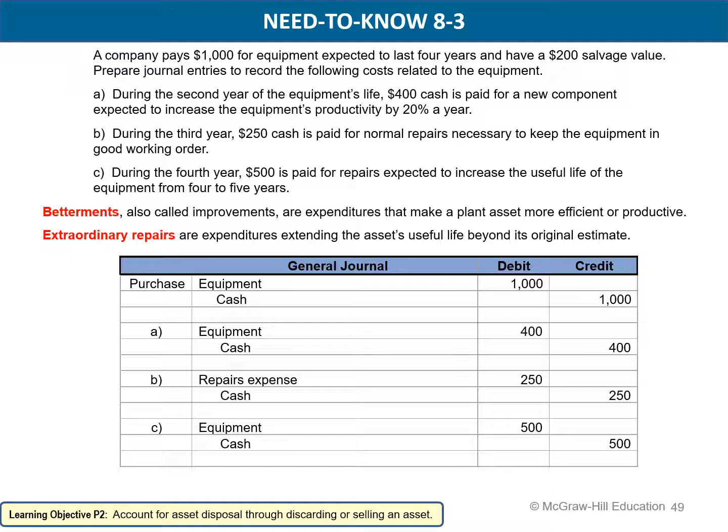Then the $400 that we put into it is going to increase our life. So we're going to book that to equipment, debit to equipment, credit to cash. In B, the third year, $2,500 cash is paid for normal repairs. That just goes to repairs expense. That does not increase the life and does not get recorded to equipment. Okay? And then during the fourth year, $500 is paid for repairs expected to increase the useful life from 4 to 5 years. And so in that case, that $500 will get recorded to equipment and the credit to cash. Okay?